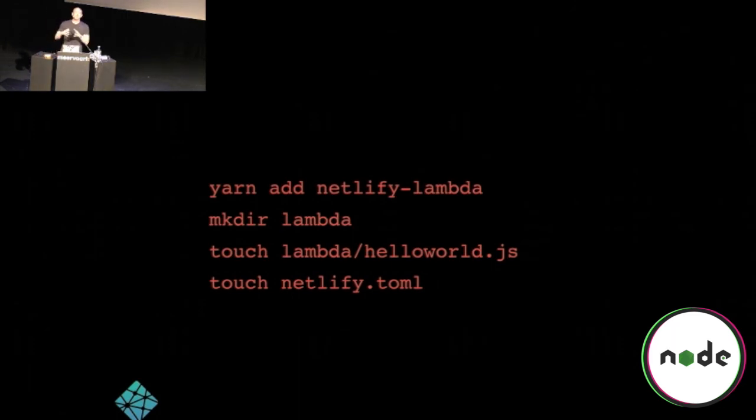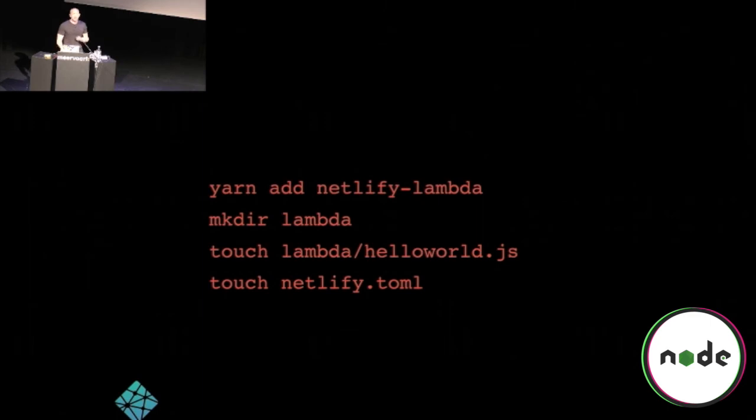You would make a directory where you would specify all of your functions are going to go. So in this example, I'm calling this lambda, but this could be whatever. And then you create your first function. So I'm creating a function called hello-world.js. Because it's in this lambda folder, that's going to be deployed as a serverless function.